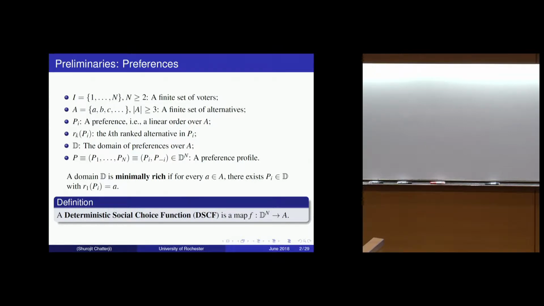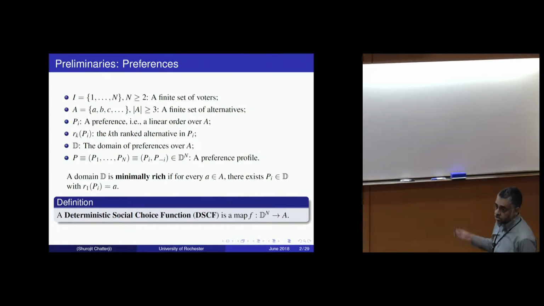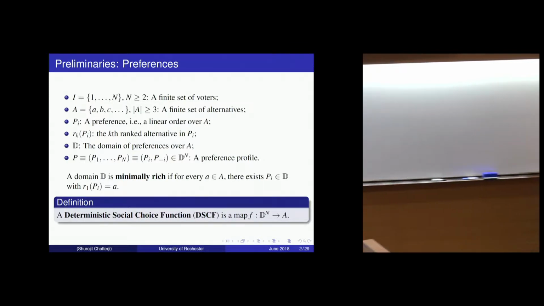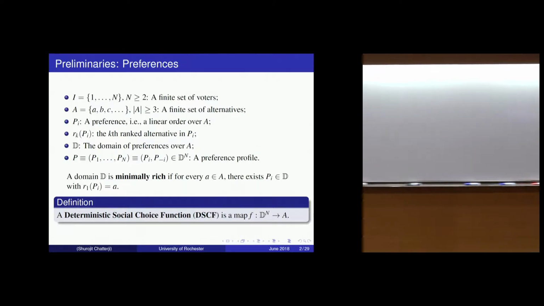A typical preference domain will be denoted by script D. A generic profile of preferences is a P, which specifies a preference ordering for each of the n voters or agents. And we will use the standard notation of Pi, P minus i, because we'll be talking about unilateral deviations in the context of strategy-proofness. And we will maintain the hypothesis that the domain is minimally rich in that for every alternative there exists at least one linear order which puts this alternative at the top.